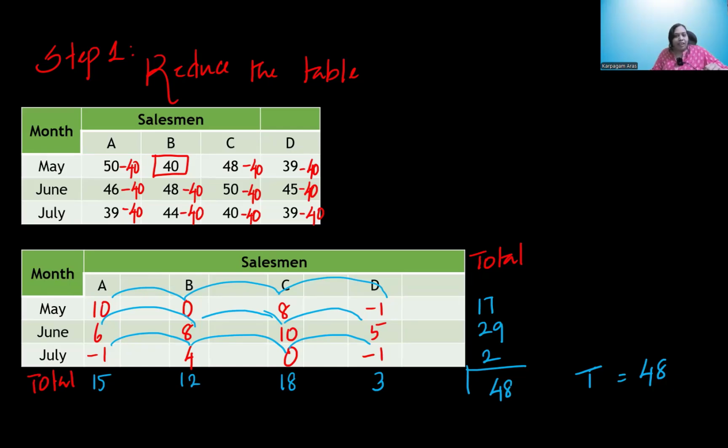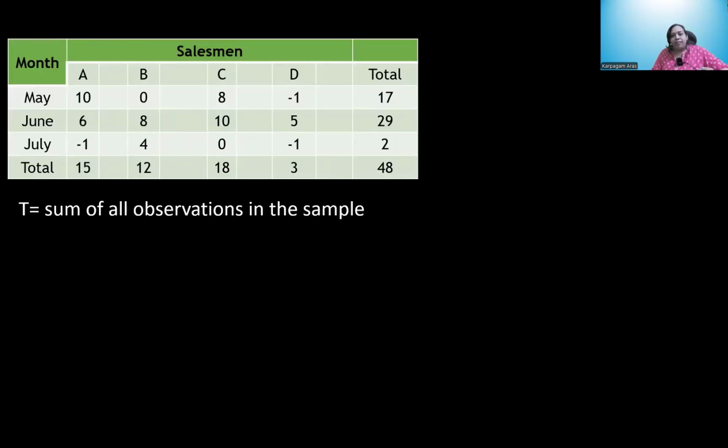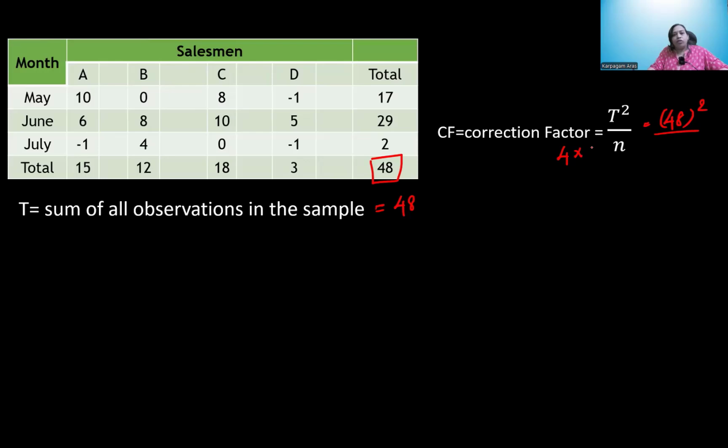After reducing the table, we can calculate the correction factor. For calculating the correction factor, we need T squared upon N. The sum of total observations is 48, which we have derived from here. This we are going to raise to the power of 2 upon the total number of samples. How many salesmen do we have? 4 salesmen. And how many months do we have? 3 months over here, which will give us 12. 2304 divided by 12 will give us 192 as the correction factor.